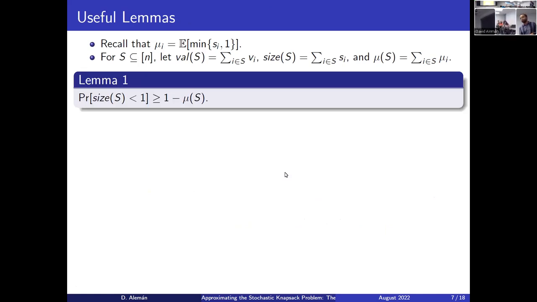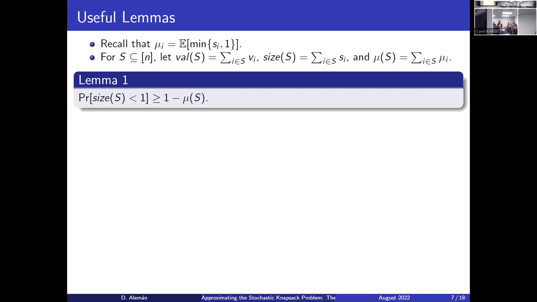Sorry, can you minimize? So, val of S is equal to the value of the items in S, size of S is equal to the total size of the items in S, and same with mu of S.